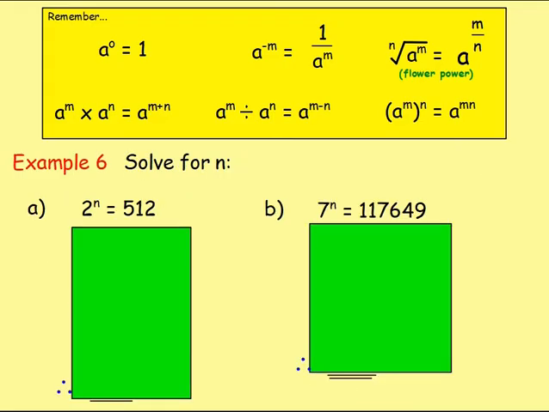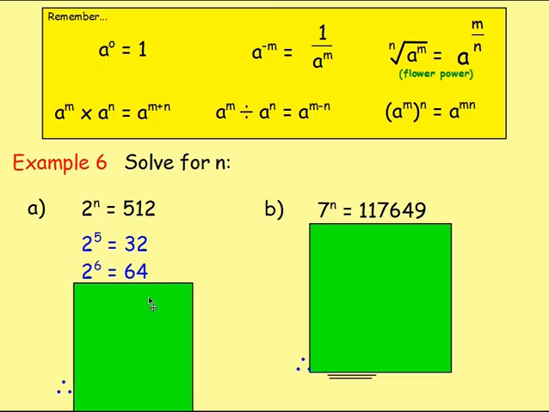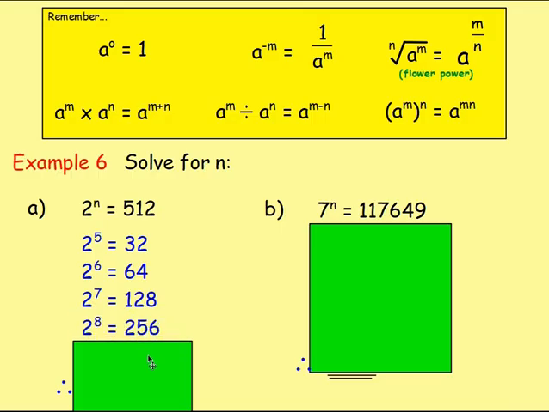Example 6, solve for n. So a couple more examples here, similar to the textbook, just checking your understanding of this. 2 to the power of n gives you 512. To work this out, really you're thinking, well 2 to the power of 1 is 2, 2 to the power of 2, 2 times 2 is 4, 2 to the power of 3 is 8. You can start working your way up, so you'll get up to 2 to the power of 5, 2 to the power of 6, multiply by 2 again, so it's 2 to the power of 7, 2 to the power of 8, 2 to the power of 9 gives you 512. So you know n must equal 9.